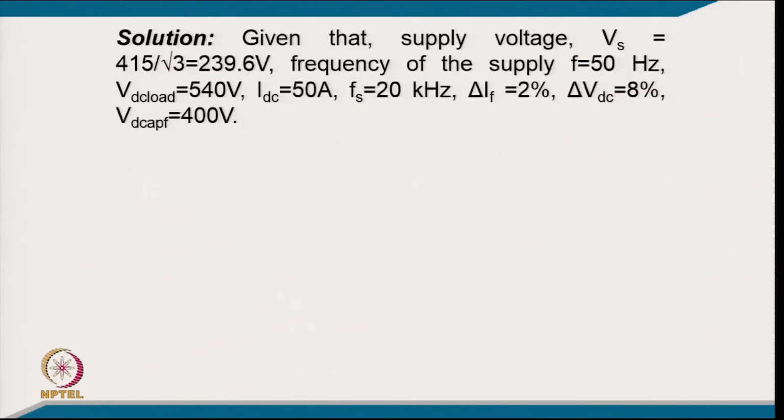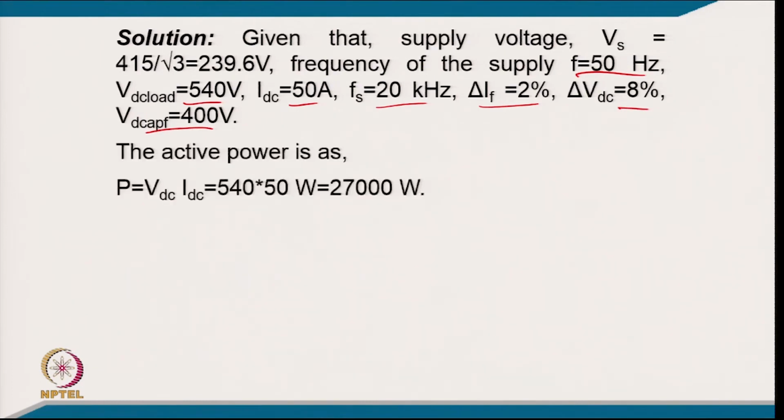So, the solution part: given that the supply phase voltage Vs equals 415 by root 3, which is 239.6 volt, and the frequency of supply is 50 hertz, the DC load voltage is 540 volt and the DC load current is 50 ampere, the switching frequency is 20 kilohertz, the ripple current is 2% and the deviation in DC link voltage is 8%, and the DC link capacitor voltage of the active filter is 400 volt.